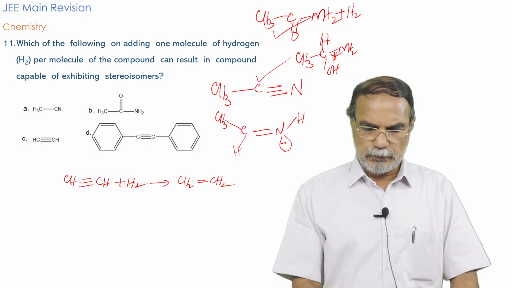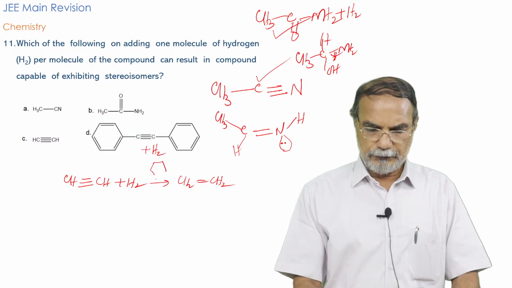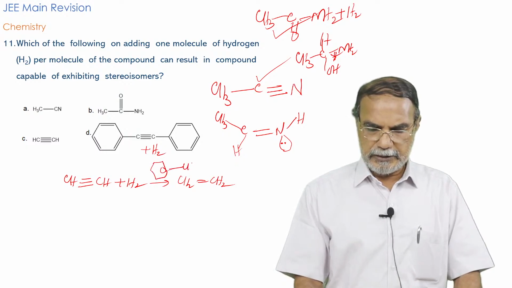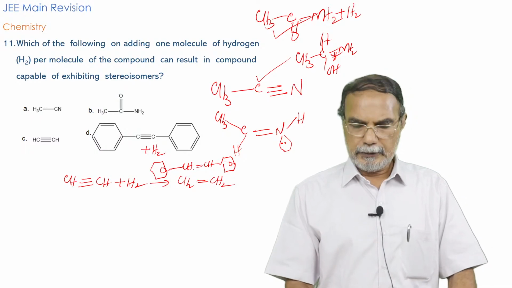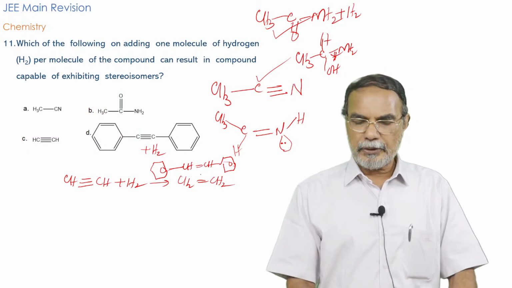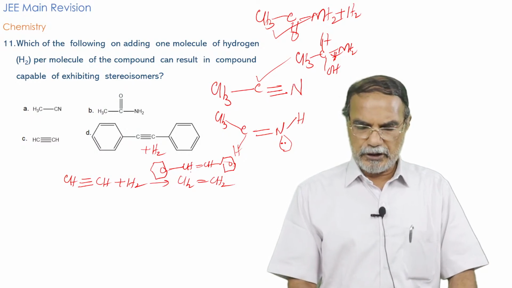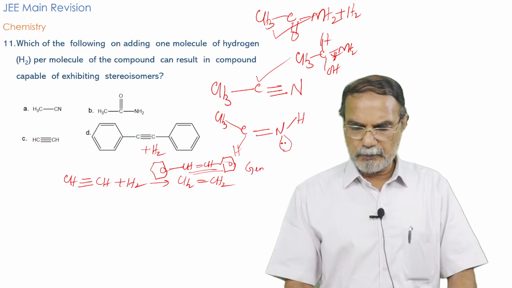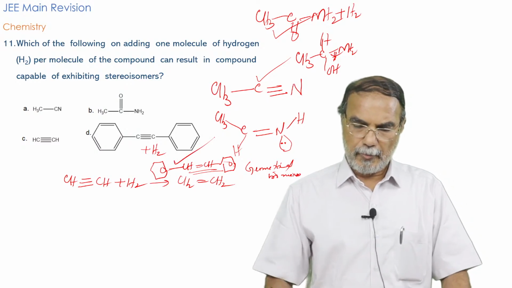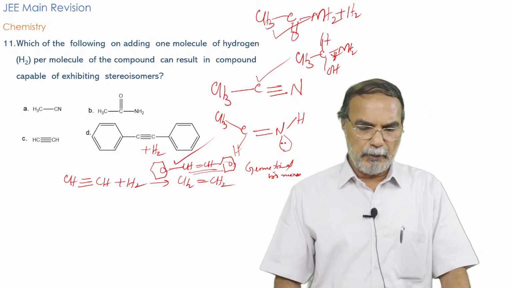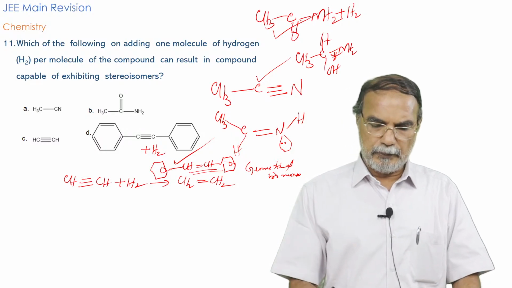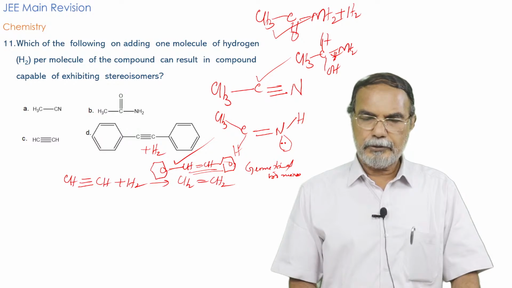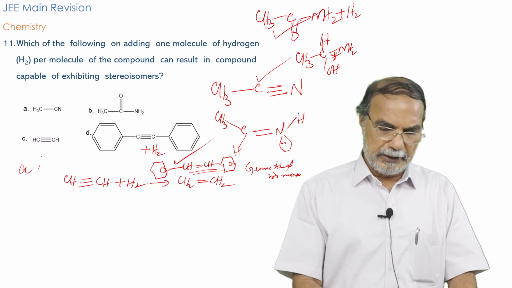The last molecule can add a molecule of H2, and you have this compound CH double bond CH phenyl group, and here with respect to the double bond, the two hydrogen atoms may be placed cis or trans with respect to each other, and this compound also exhibits geometrical isomerism. It has cis and trans isomers. So of the 4 compounds, compound A can exhibit geometrical isomerism, compound B can exhibit optical isomerism, and compound D can exhibit geometrical isomerism. So the correct options are A, B and D.